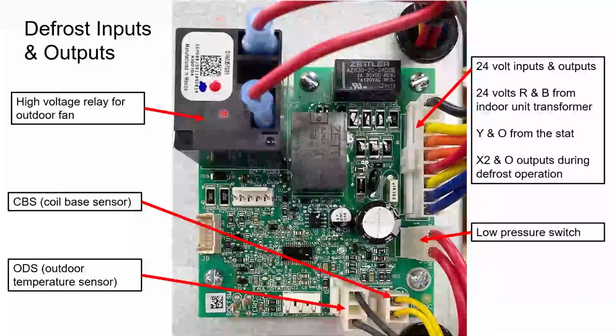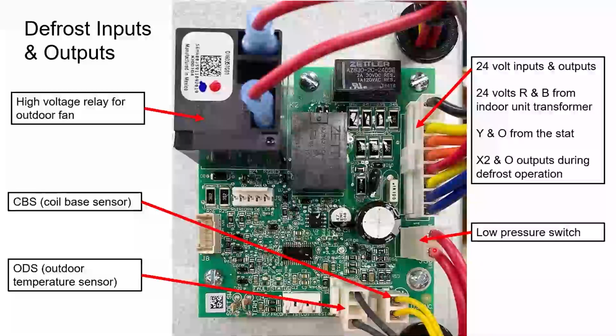So this big relay, this is our high voltage fan relay. We've got a CBS, coil-based sensor, or a CTS is what it's also called, a coil temp sensor. We've got the outdoor temp sensor. Here's all of our 24-volt inputs and outputs.